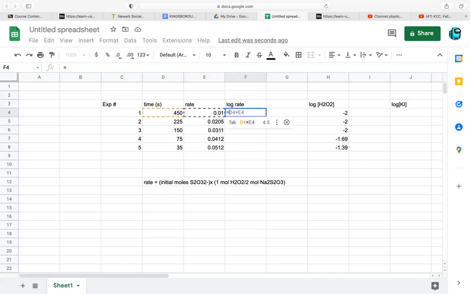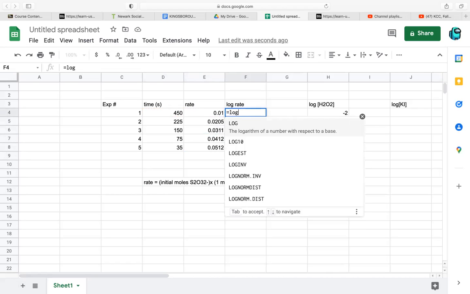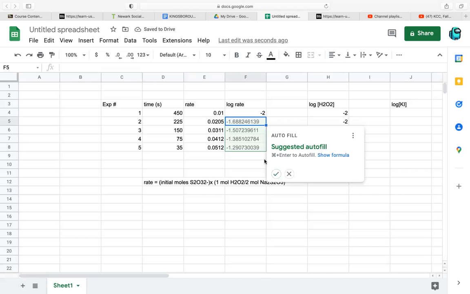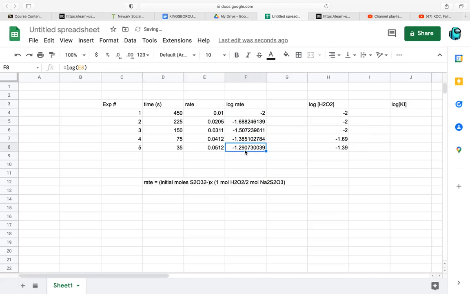So now I'm just going to take the LOG of that one. And it's going to ask if you want to autofill it. Sure, autofill. Okay, so the rate's changing every time. But what's not going to change every time is the H2O2. The first three all have the same concentration, so they all have the same log of the concentration.